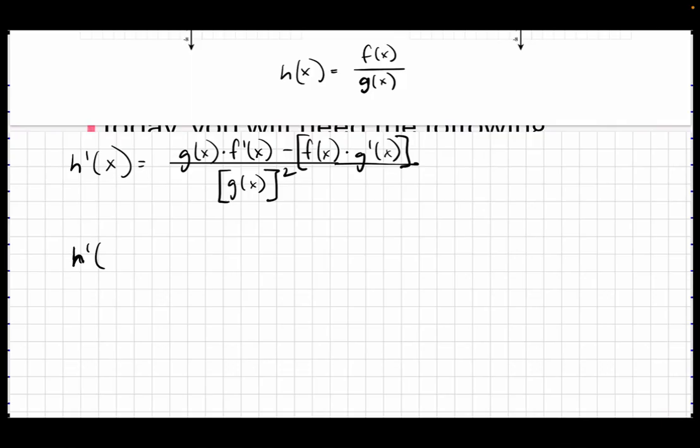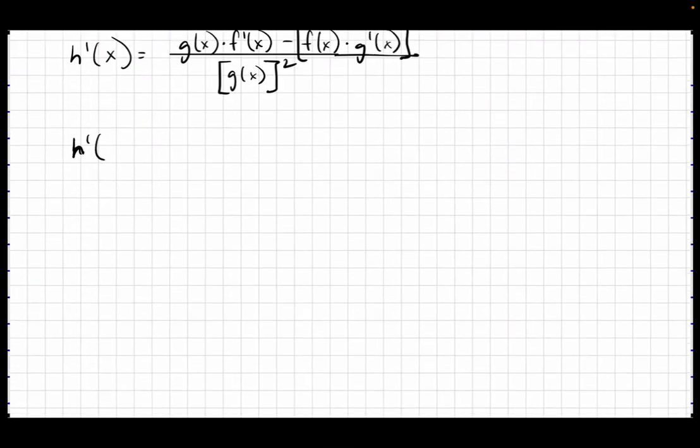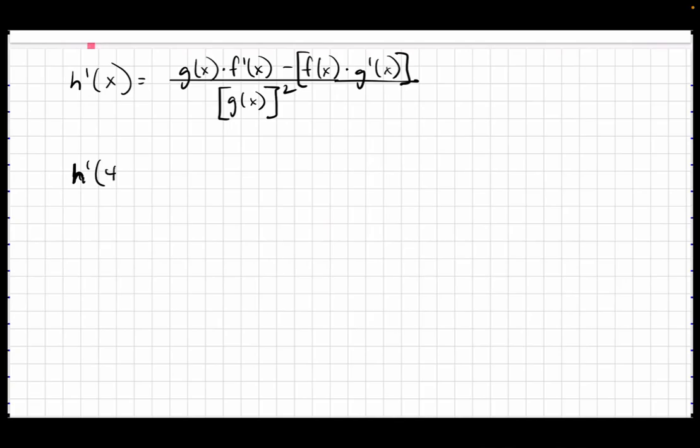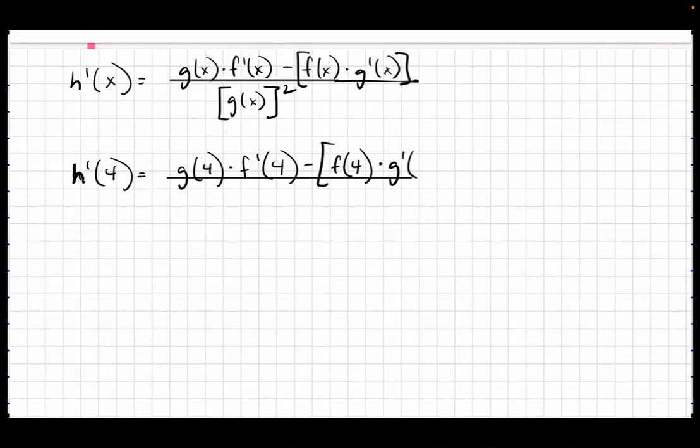They want me to find h prime of 4. Everywhere there's an x, you're going to put a 4. G of 4. Negative 3. F prime of 4. Would that be the same point? No, we'll talk about it. Some of these are going to be a little different because we have to use the graph. G of 4 squared.